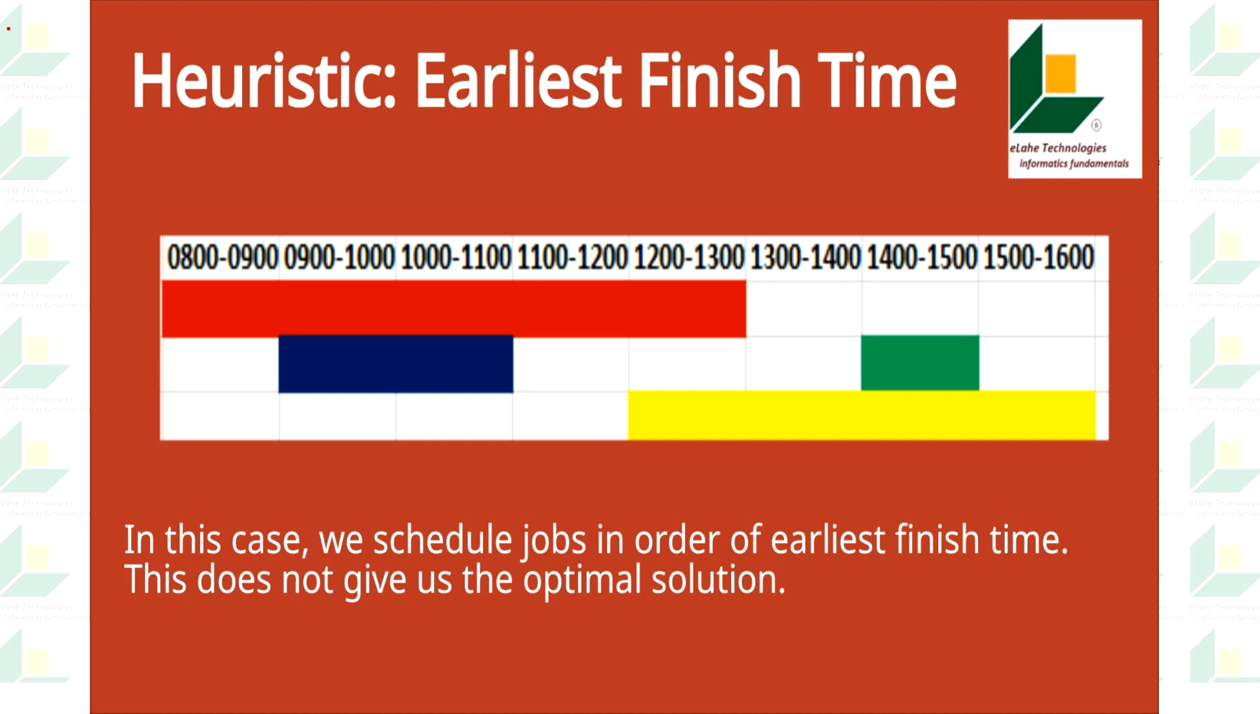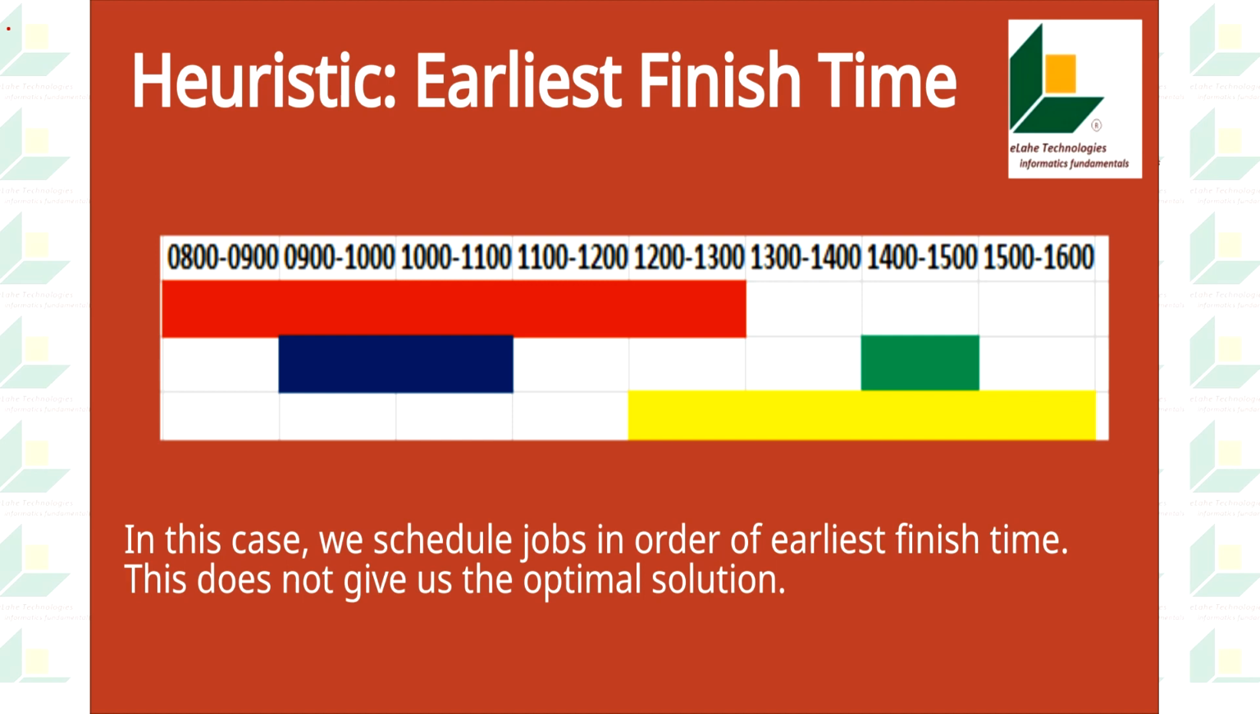In this case, we schedule jobs in order of earliest finish time. In the example shown, first the blue interval is assigned a room. Next the red interval is considered and assigned a room different from that of the blue interval. Then the green interval is considered and is assigned the first room, since the blue interval has a finish time earlier than the start time of the green interval.